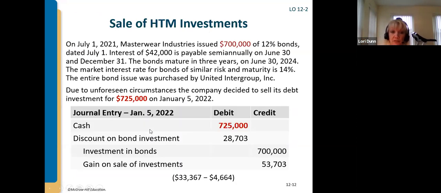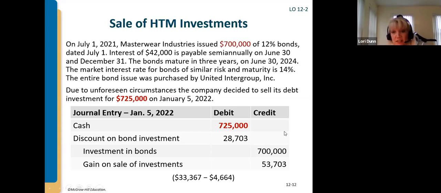What will they do? They'll debit cash for the selling price. They'll remove the bond at its current carrying value, which is as of January 5th, 2022. So remember, they've already reduced the discount account for that first interest they received. So they're going to credit the investment in bonds for its principal, debit the discount on bond investment for its current balance, and the difference is recorded as a gain on sale. And the entire gain is reported on the day of the sale. Not split up between last year and this year like we do for trading investments.